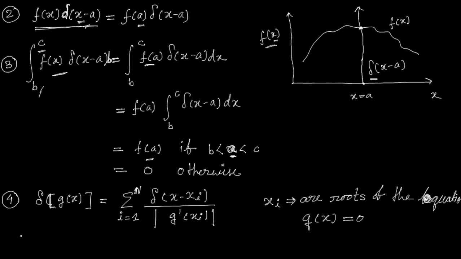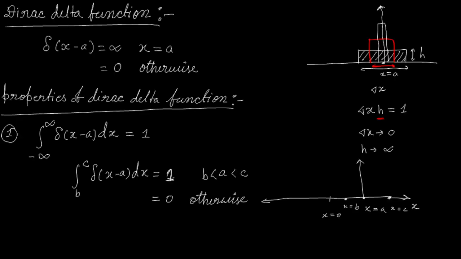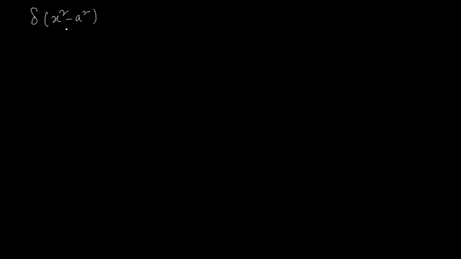Okay, so let me give one example. From there maybe it will be clear. Let's say we have a Dirac delta function like this, delta of x square minus a square. In general, you see here we have defined this Dirac delta function in terms of x only, but this is a function of x square. So in this type of situation, we have to write first this way: delta is a function of g(x). Dirac delta is a function of a function.